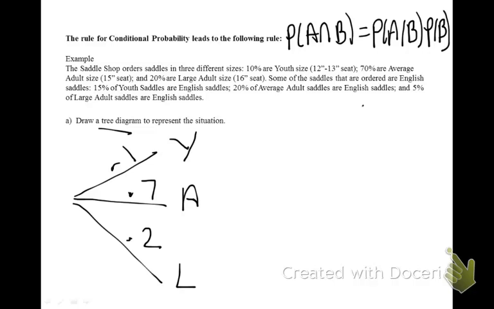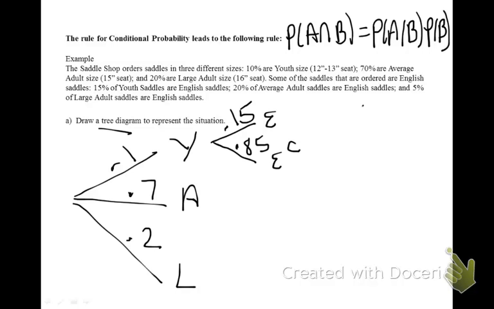Some of the saddles that are ordered are English saddles. 15% of the youth, so we know ahead of time it's a youth saddle, and now 15% of them are going to be English saddles. Which means if you want to know how many are not English saddles, that's 1 minus 0.15, that's 0.85. So each fork in the branch should add to 1 or 100%.